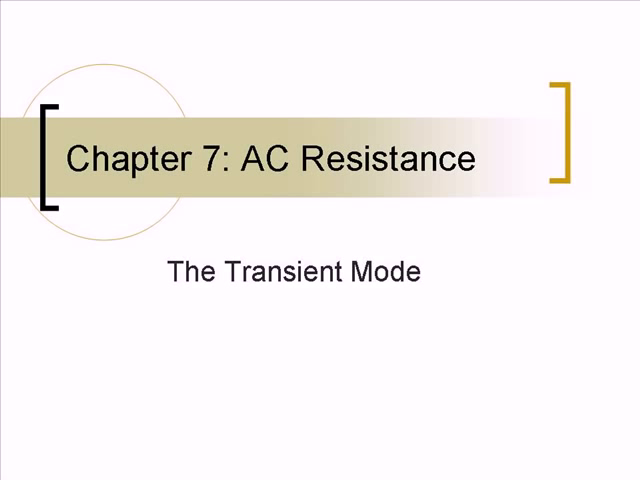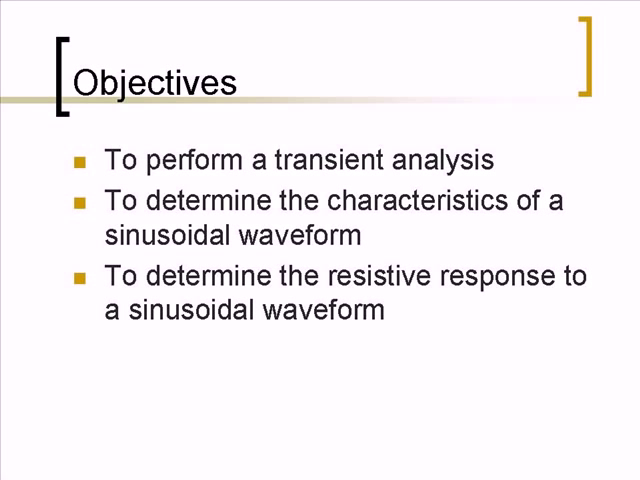Chapter 7 AC Resistance. This chapter will detail how to perform a transient analysis. Also, you will be able to determine the characteristics of a sinusoidal waveform and determine the resistive response to a sinusoidal waveform.